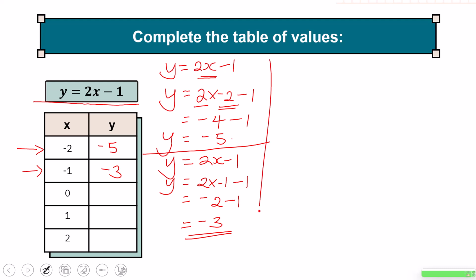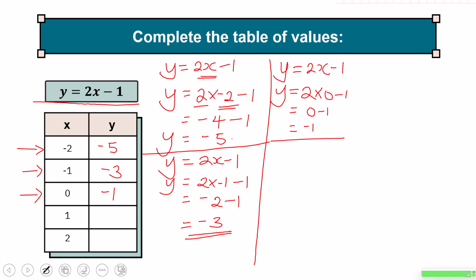We continue to generate the next y values. We are still using our equation y is equal to 2x minus 1, and we go to this value of x. In this case, the value of x is 0, so where there is x we shall put 0. We have 2 times 0, then minus 1. 2 times 0 gives us 0, then minus 1. And 0 minus 1 remains minus 1. So we shall have minus 1 here as our next y value.